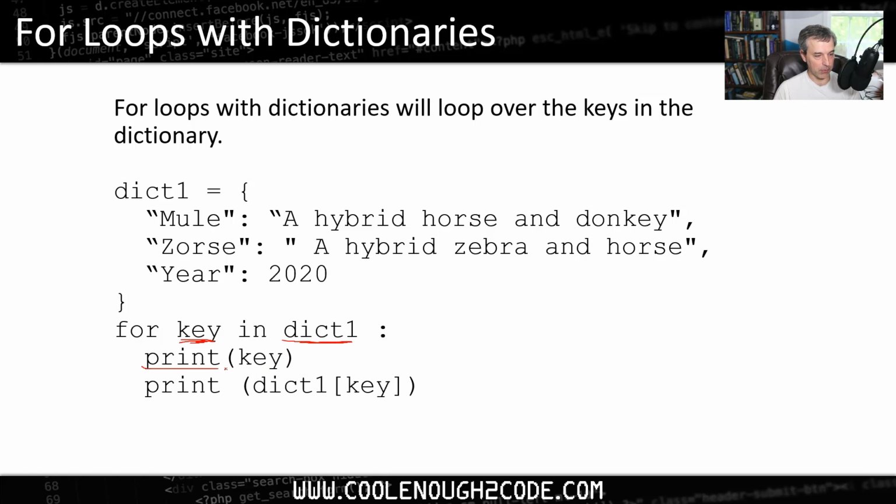And then if I did a print key, it's simply just going to print the key out, and then this will print the value out because I'm referencing it by key. So dict key 1 will then print the value for whatever that key is referencing at that time. So it's going to print mule, then the value for mule, then key Zorse, then the value for that. Then it's going to print year, and then the value for that as well. So let's go over to Thonny and take a look at this and see how it works. It's pretty straightforward, so this won't take very long at all.